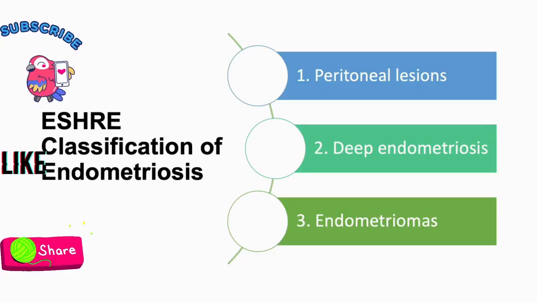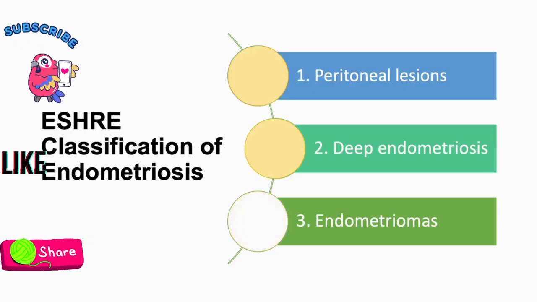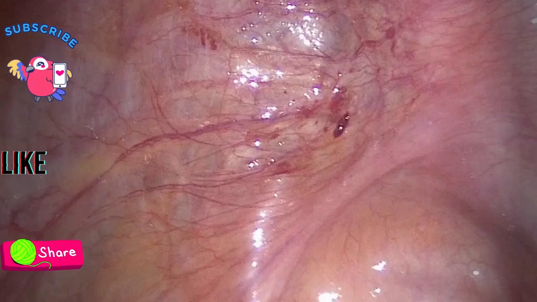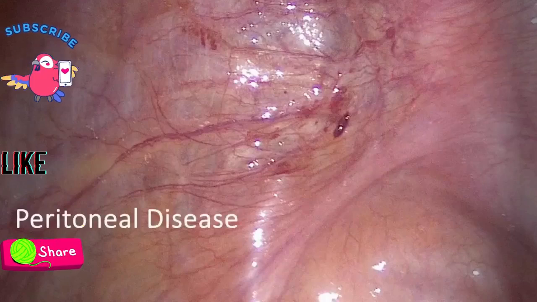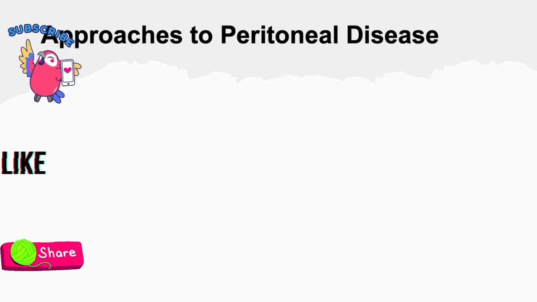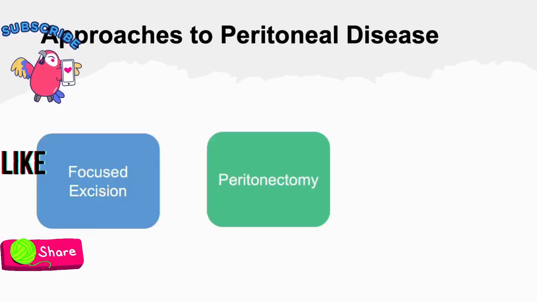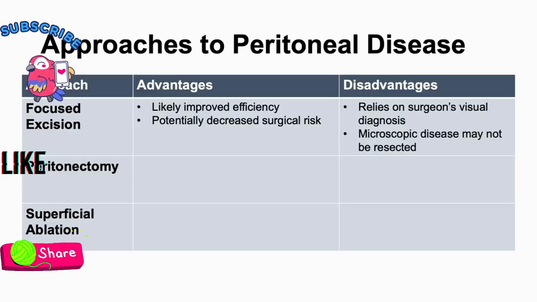Endometriosis presents as three different entities: peritoneal lesions, deep endometriosis, and ovarian endometriomas. In this video, we focus on evidence-based treatment of peritoneal and deep disease. First, we consider the evidence behind approaches to the treatment of peritoneal disease. These include focused excision, complete pelvic peritonectomy, and superficial ablation. Each method has advantages and disadvantages.